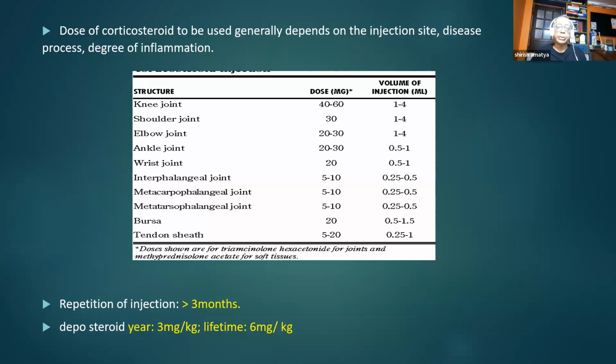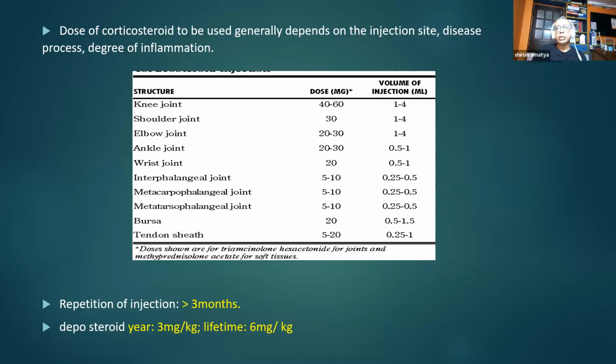And in bursa, depending on the bursa, the volume differs. Normally, volume is 0.5 to 1.5 ml, and the amount of steroid that we use in these bursal areas is about 20 milligram of either methylprednisolone or triamcinolone. And around the tendon sheath, about 5 to 20 milligram of the steroids are used, with a volume of 0.25 to 1 or even 3 ml.